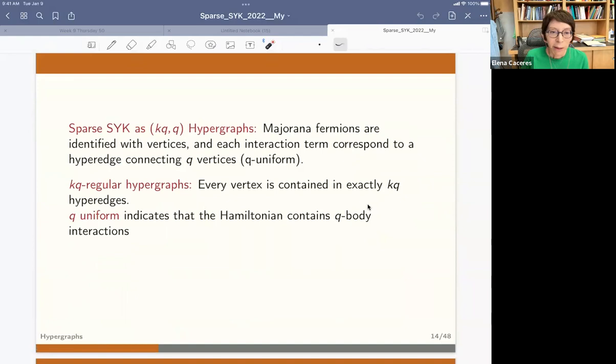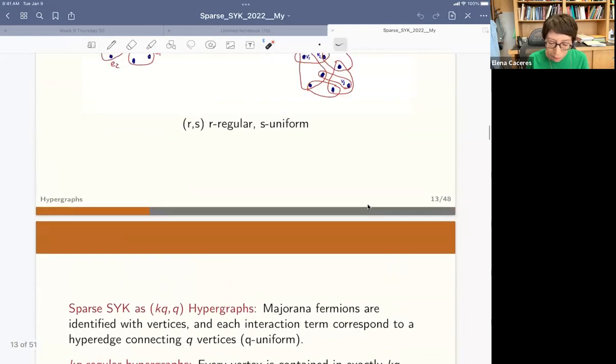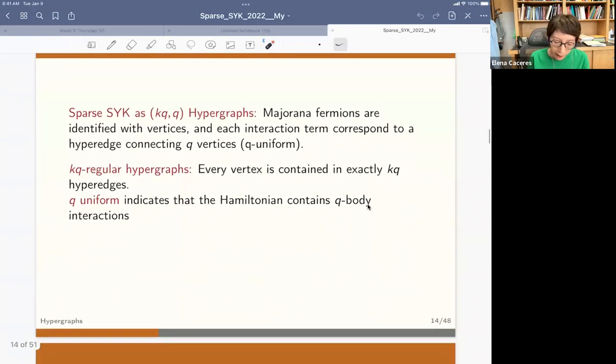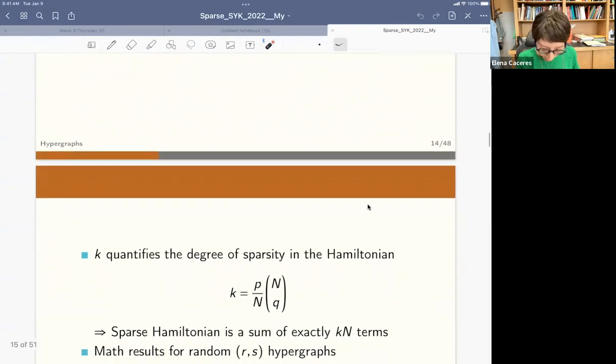Specifically, the sparse SYK is realized as KQ-regular, Q-uniform hypergraphs, where K is this parameter, right? The Majoranas are identified with vertices, and each interaction term corresponds to a hyperedge containing Q vertices, Q-uniform. Each vertex is contained in KQ hyperedges. Q-uniform indicates that the Hamiltonian contains Q-body interactions. This is essentially what I said before.